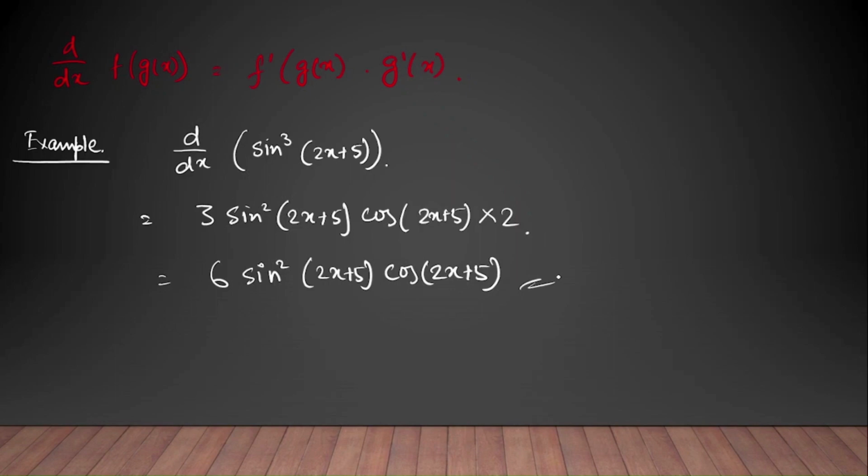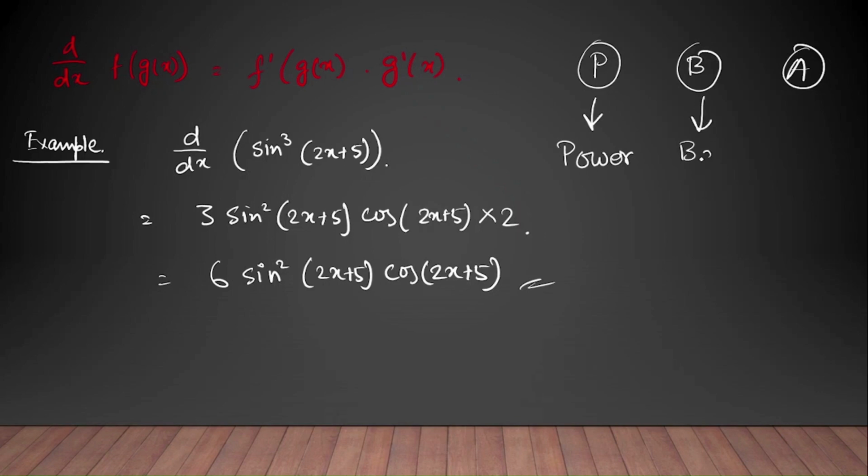You can memorize this as P, B and A. What is P? First we have to deal with the power of the function, then we deal with the base of the function, then we deal with the angle of the function. I think you should remember this, and let's go for some different types of examples.